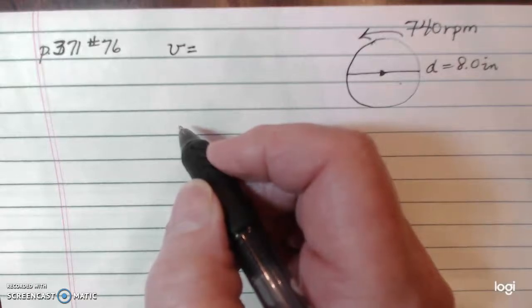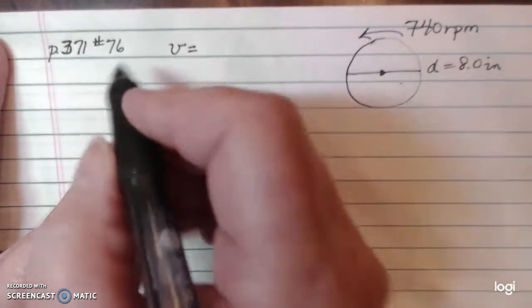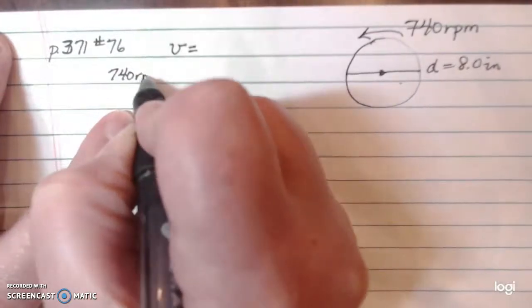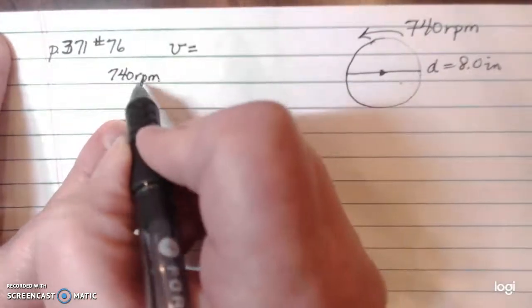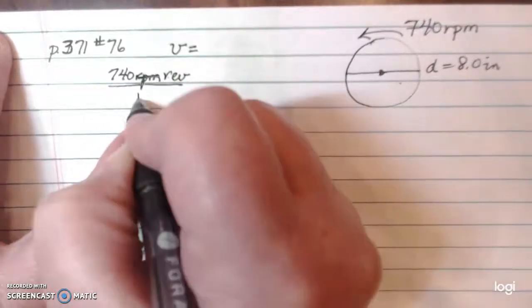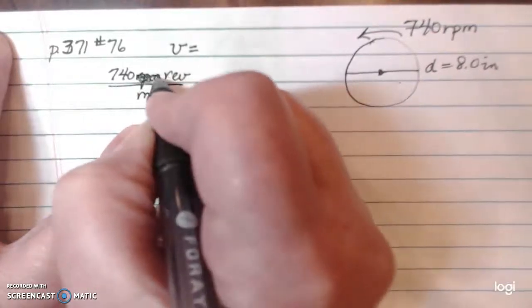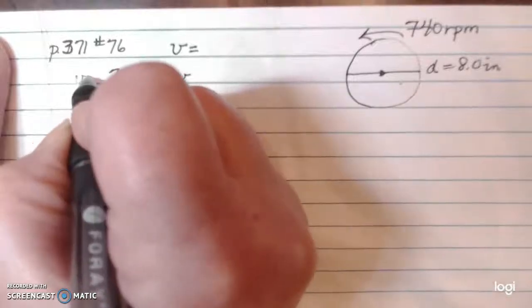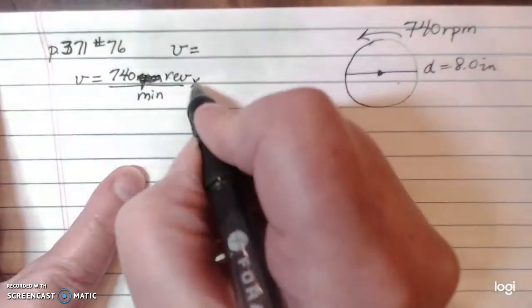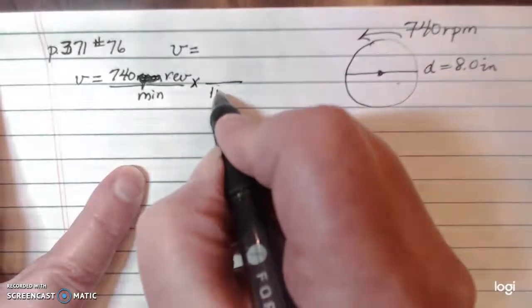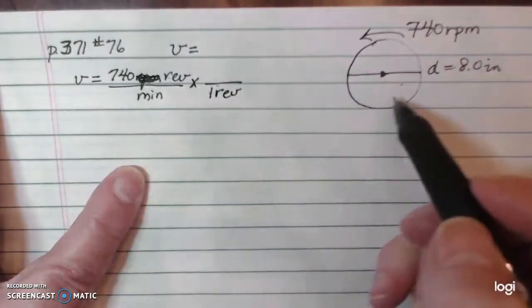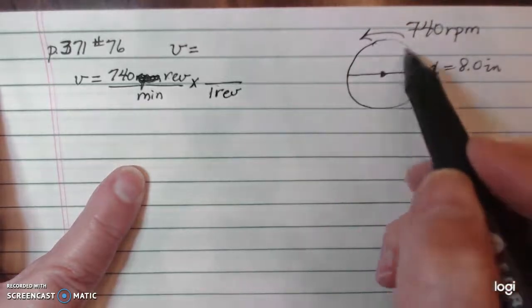So let's write down what we're starting with, 740 RPM. And it might have been better if I'd written that as revs per minute. I think that's much more helpful personally. And I'm going to label my work. I'm trying to find linear velocity. I'm going to get rid of revs, right, because I don't want that. And linear velocity is distance, remember? So I'm going to have to figure out how much in one full revolution.